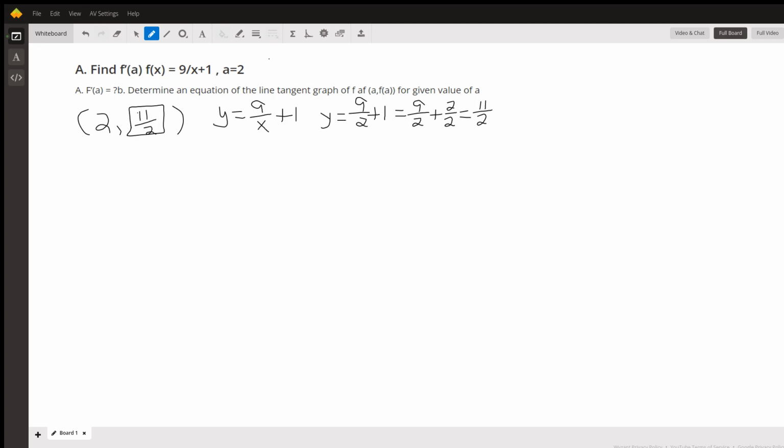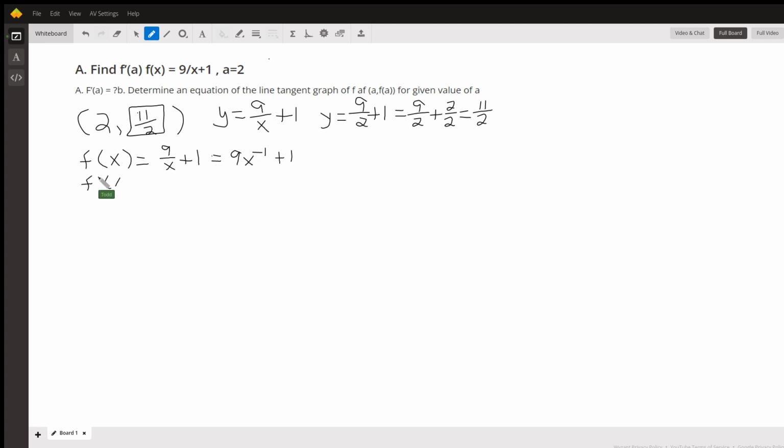Now we want to find the derivative at a, the derivative at 2, the slope of the tangent line at 2. Before we can find the derivative at 2, we need to find the derivative. So I'm going to rewrite the function. I would rewrite 9 over x as 9x to the negative 1, which I think is a lot easier to work with. So the original function f is 9x to the negative 1 plus 1.